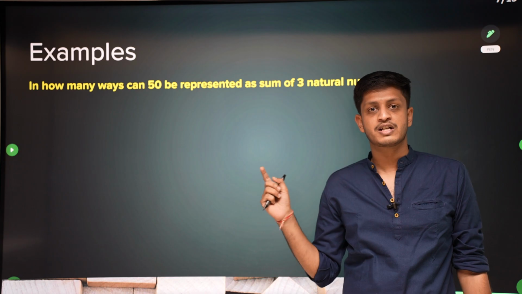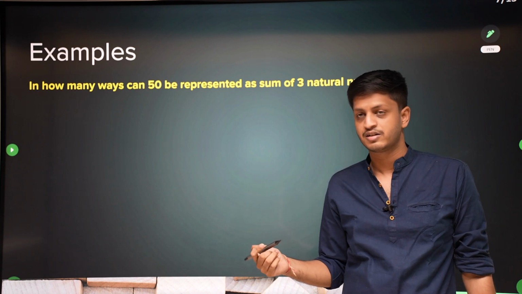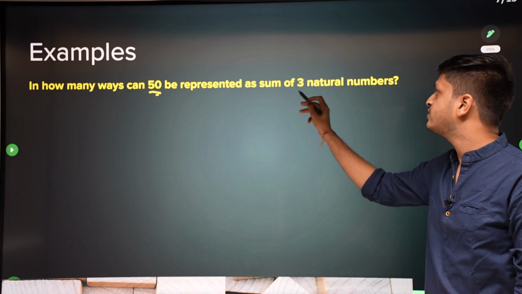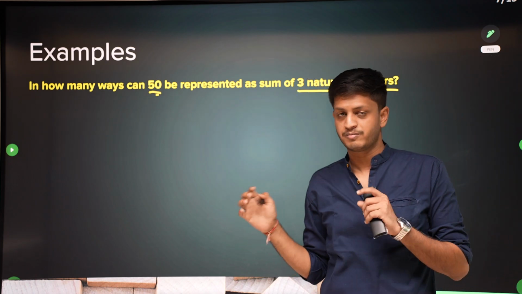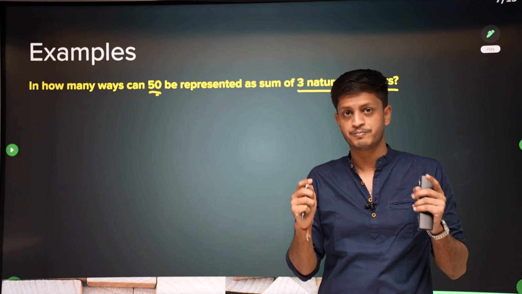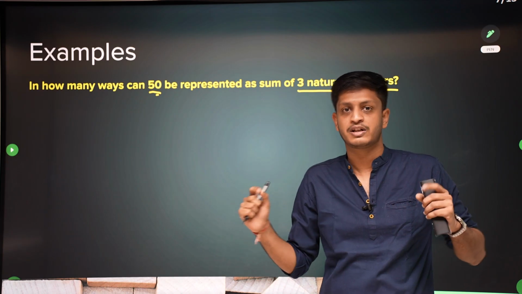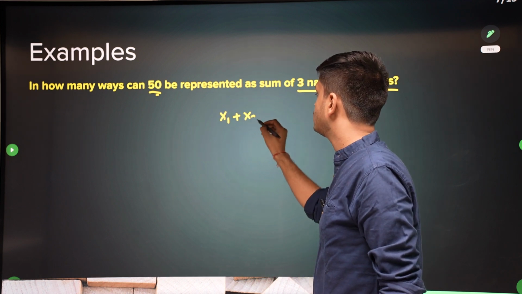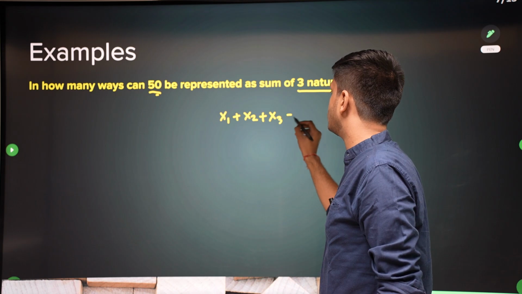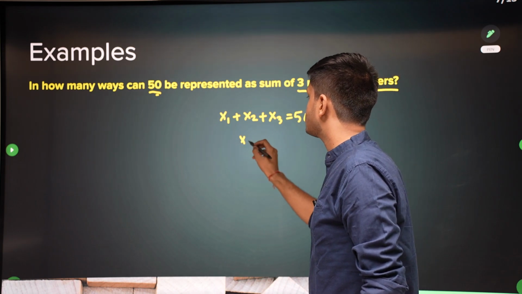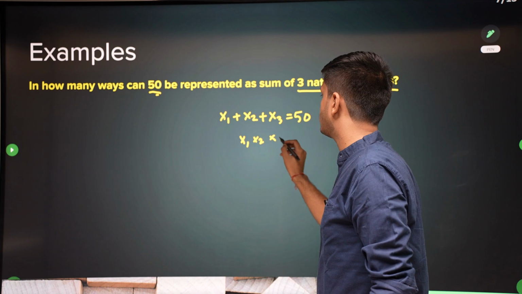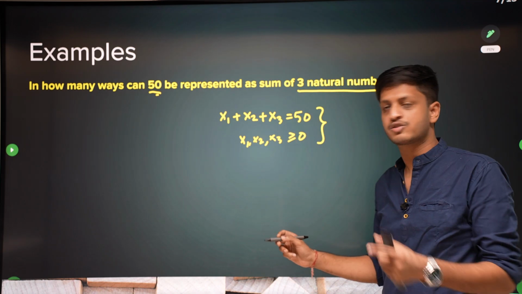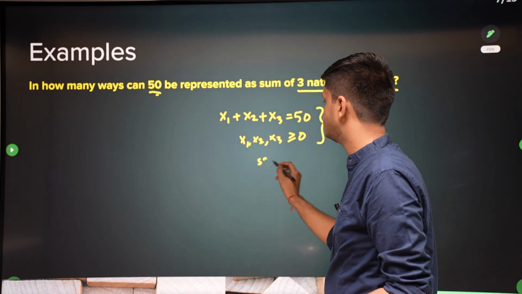This is a problem which I gave you as homework in the last lecture. In how many ways can 50 be represented as a sum of 3 natural numbers? We already solved it for 3 whole numbers. Whole numbers are greater than or equal to 0. That was simpler. There the equation was x1 plus x2 plus x3 is equal to 50, and x1, x2, x3 were all greater than or equal to 0. This was the equation which we already solved, and the answer would be 52C2.